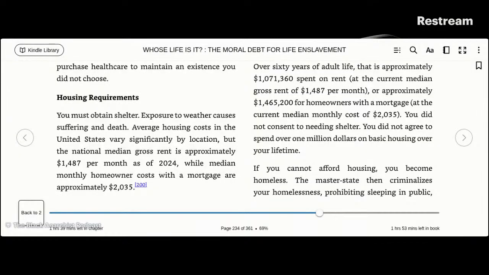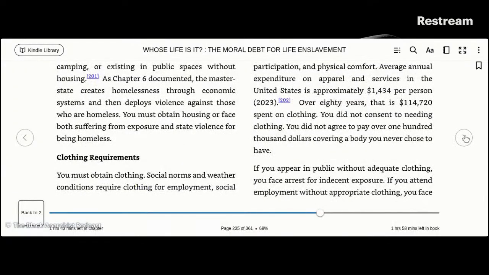If you cannot afford housing, you become homeless. The master state then criminalizes your homelessness, prohibiting sleeping in public, camping, or existing in public spaces without housing. As Chapter 6 documented, the master state creates homelessness through economic systems, then deploys violence against those who are homeless. You must obtain housing or face both suffering from exposure and state violence for being homeless.